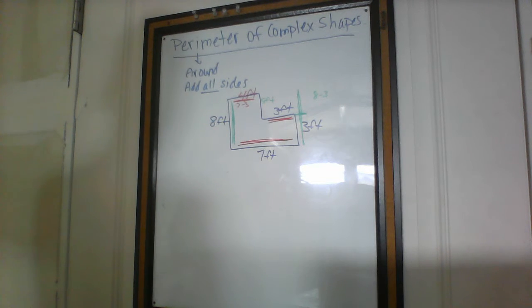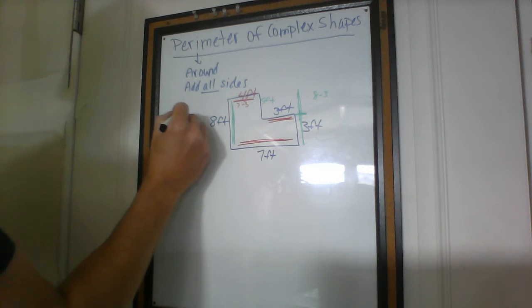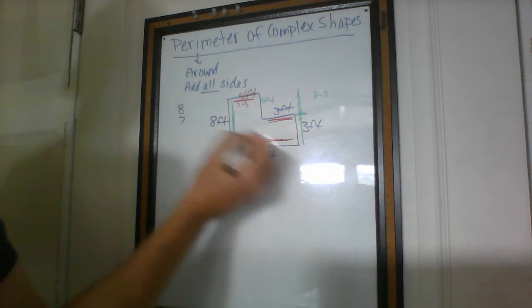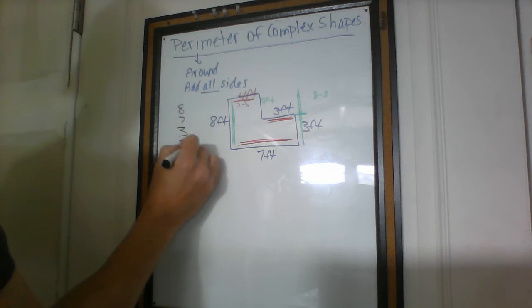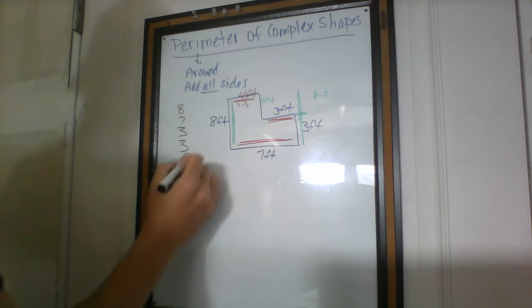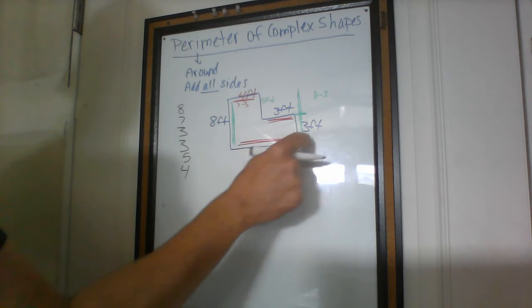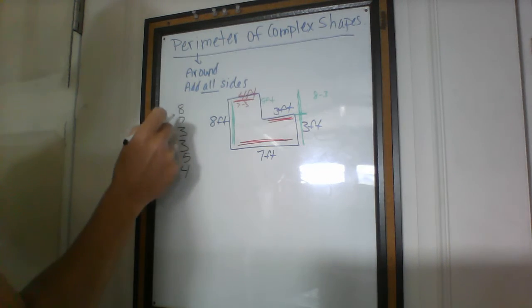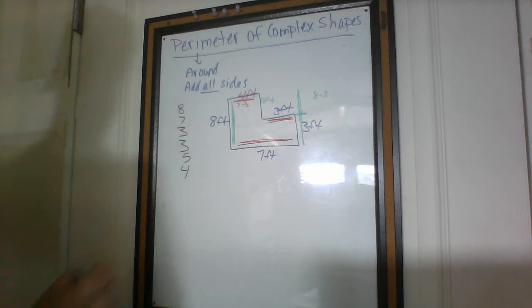And now that we need to find the perimeter, we're going to add them all up to get our answer. So we have 8, 7, 3, 3, 5, and 4. That's 1, 2, 3, 4, 5, 6 sides, 6 numbers.